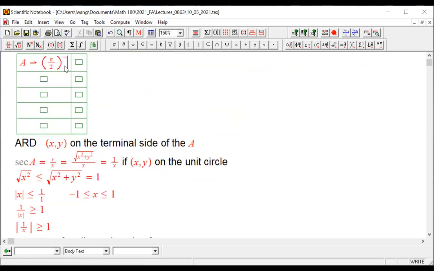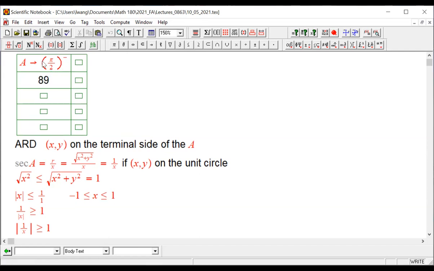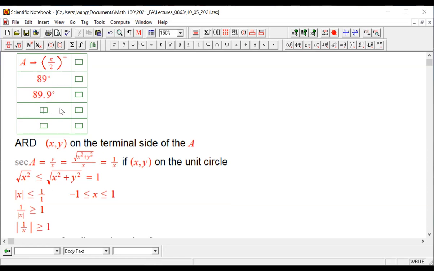So to observe this piece, because this is less than pi over 2, you would probably choose degree-wise values like 89 degrees, 89.999 degrees, and you observe the tendency. You know what I mean? 89.999 degrees, if you wish.